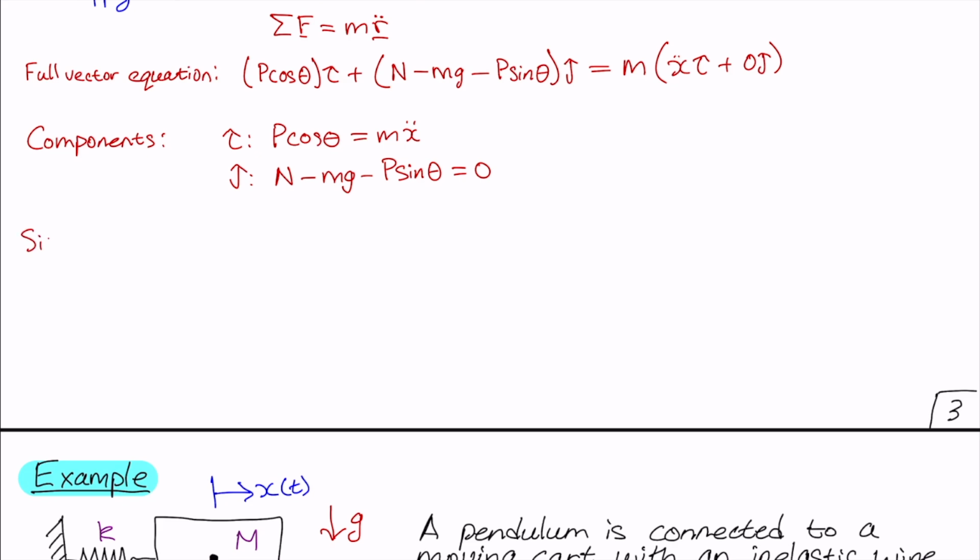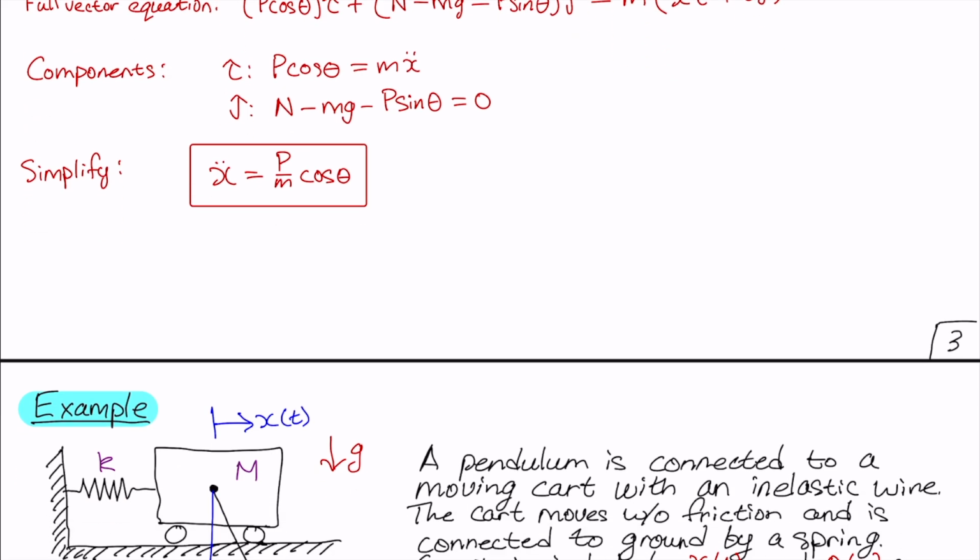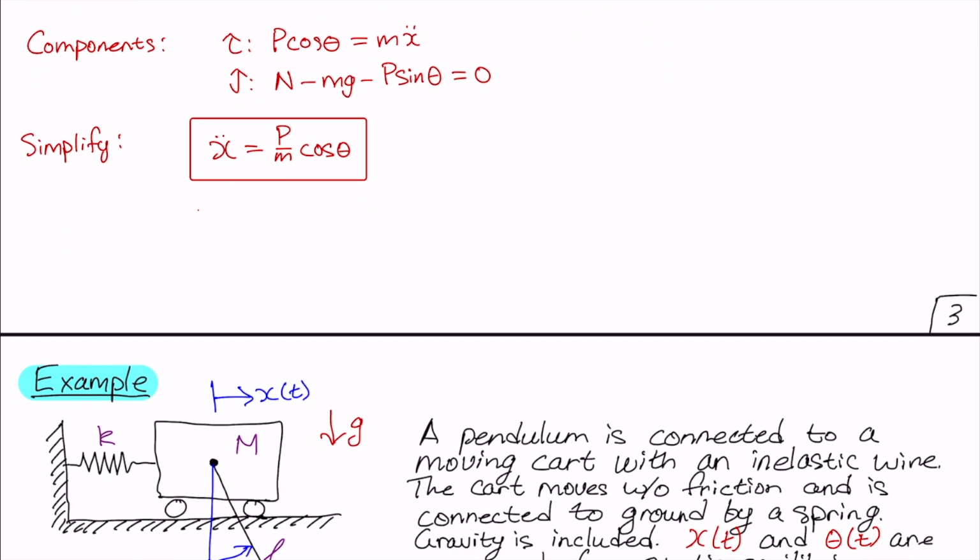So from here, we're going to simplify, and we're going to find that x double dot, that's our acceleration, is going to be equal to P over m cosine theta. That's our first solution. And then for the normal force, we'll just bring over the mg and the P sine theta onto the other side, and we'll find that the normal force is equal to mg plus P sine theta.